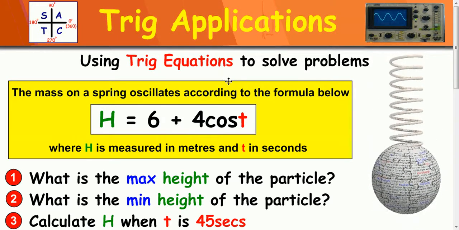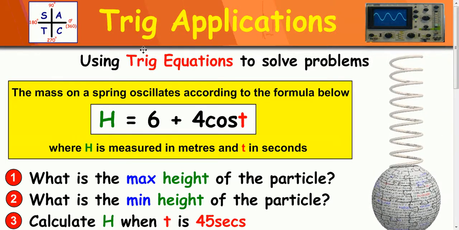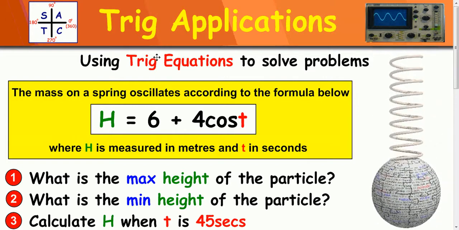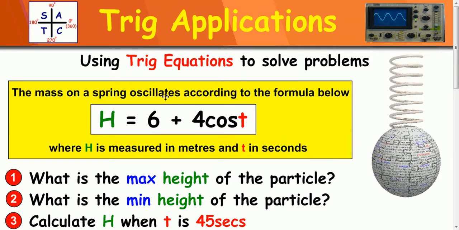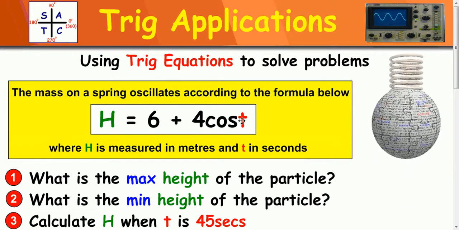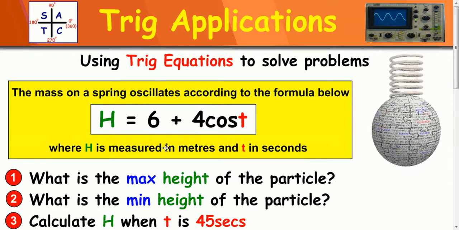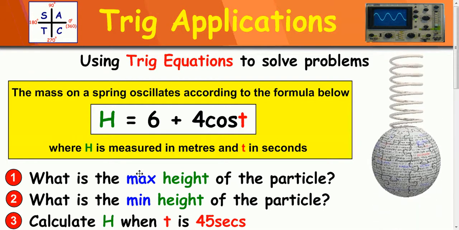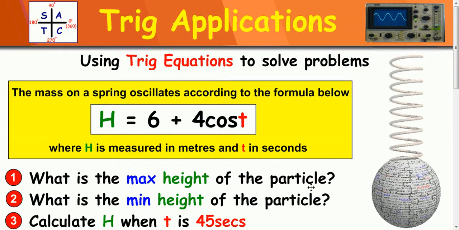In this example, we're going to look back to Intermediate 2 or National 5 trig applications before we go into higher ones. So in this first example, the mass of a spring oscillates according to the formula here, h equals 6 plus 4 cos t, where h is in meters and t is in seconds. What is the maximum height of the particle?